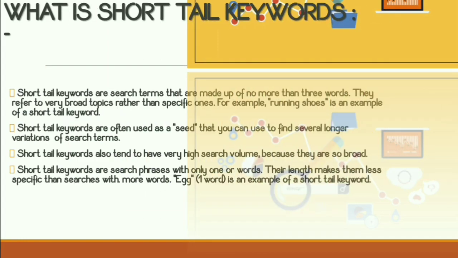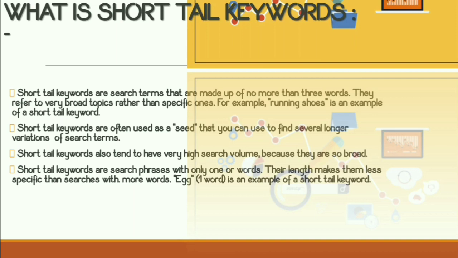Now we'll see what is a short tail keyword. The name suggests that a short tail keyword is a short keyword. Okay, you can make use of both long tail keywords as well as short tail keywords to make your particular website popular. That is your skill, how you're going to use it. So short tail keywords are search terms that are made up of no more than 3 words. They refer to very broad topics rather than specific ones. For example, running shoes is an example of a short tail keyword.